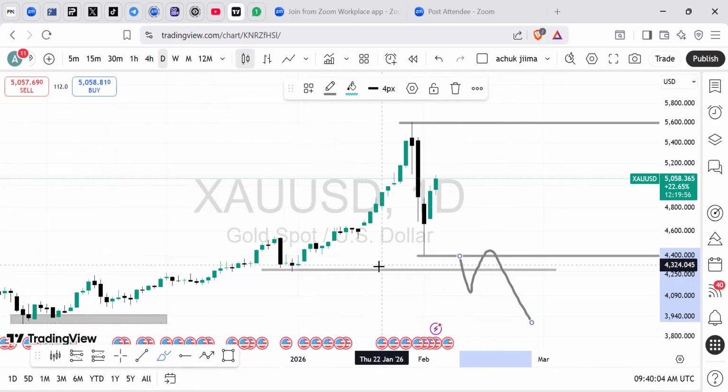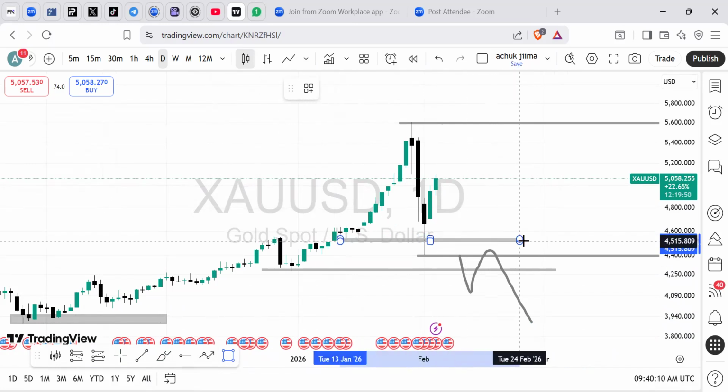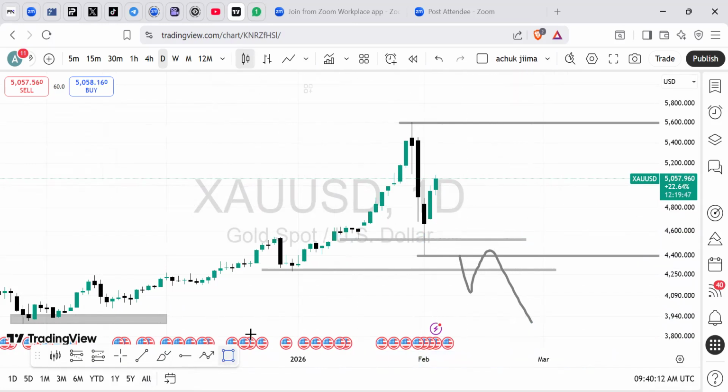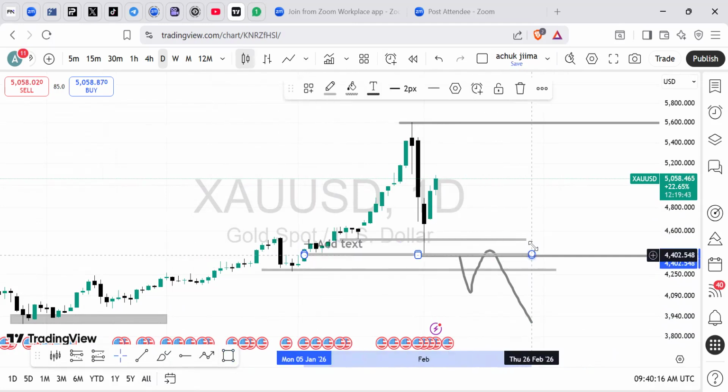However, the market didn't reach here. It got stopped from another low. So there's another low here. We can also mark it. And then we have another low here. We can mark it. So you'll ask me, how do I mark these other lows here?